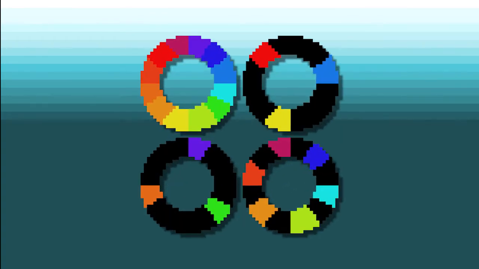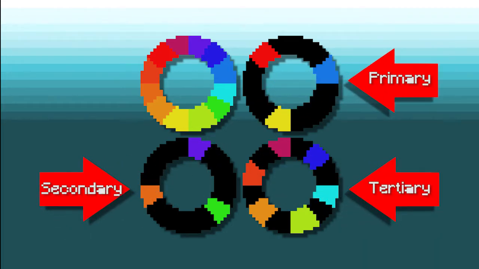Let's start with the colour wheel and how this relates to colour theory. The main idea of colour theory is that certain colours go better together in certain ways. These are known as primary colours, secondary colours, and tertiary colours. The primary colours are red, yellow, and blue.